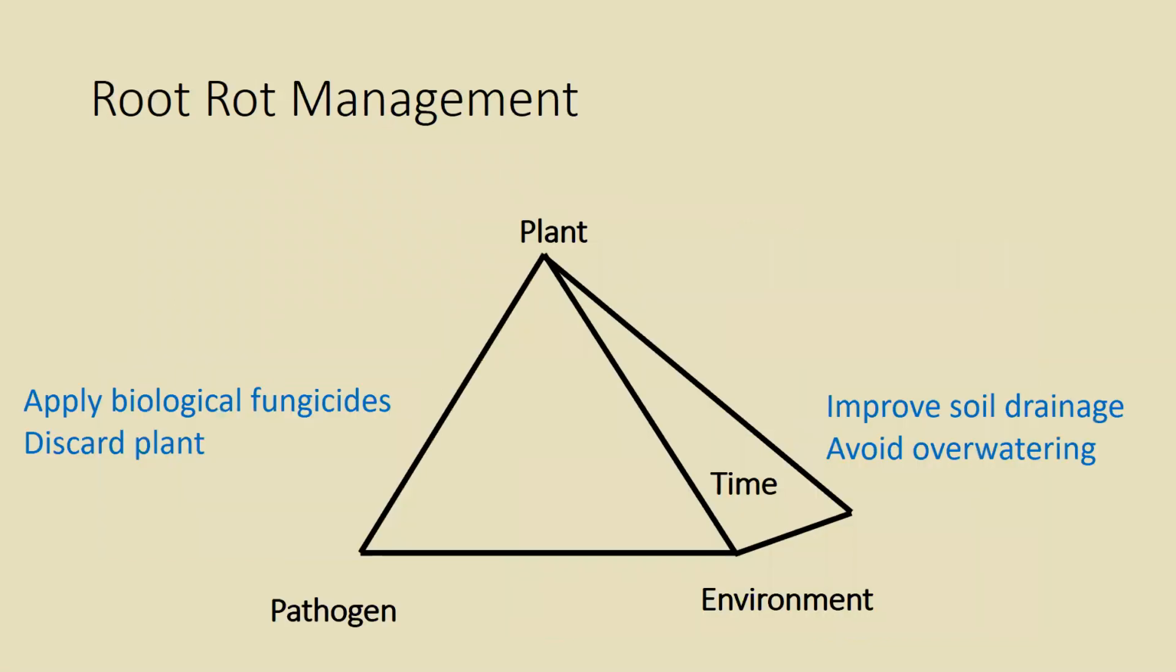Root rots are best managed by manipulating the environment. So that means basically improving soil drainage and avoiding or reducing overwatering. Now on the left side of the screen, I talk about biological fungicides. They're actually what we call hyperparasites, and they can reduce the harmful root rot organisms, but they have to be applied preventively, or they have to be applied in a very light infestation because they're not rescue treatments.